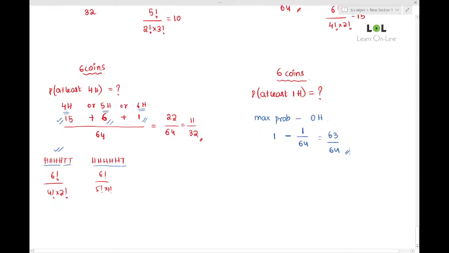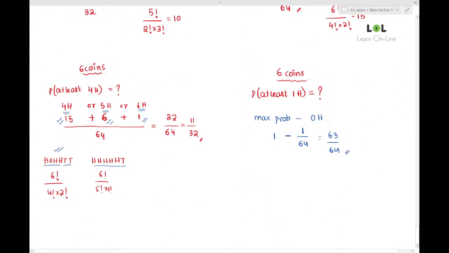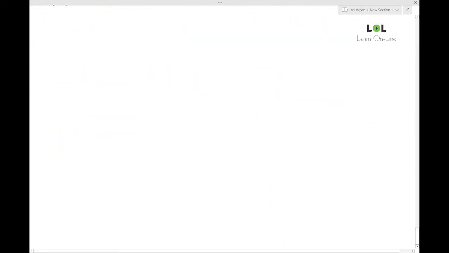Next. Observe. So this is all about coins, guys. This is about coins. Now let us go to the next concept, that is cards. Another interesting one. What is the concept?